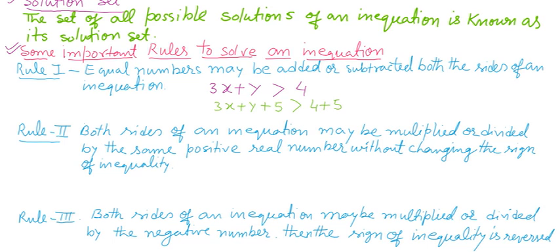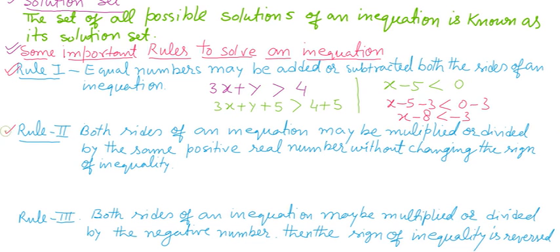Or you may subtract. See another example, x minus 5 is lesser than 0. Here you want to subtract 3 on both sides, like this: x minus 5 minus 3 is lesser than 0 minus 3, or finally you can say x minus 8 is lesser than minus 3. This is rule number 1. I repeat, equal numbers may be added or subtracted on both sides of an inequation.